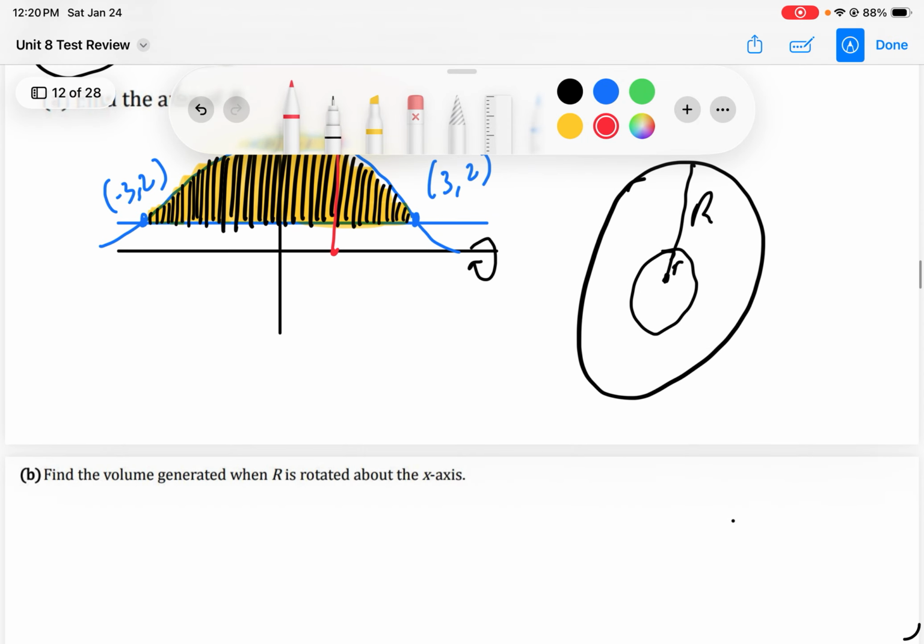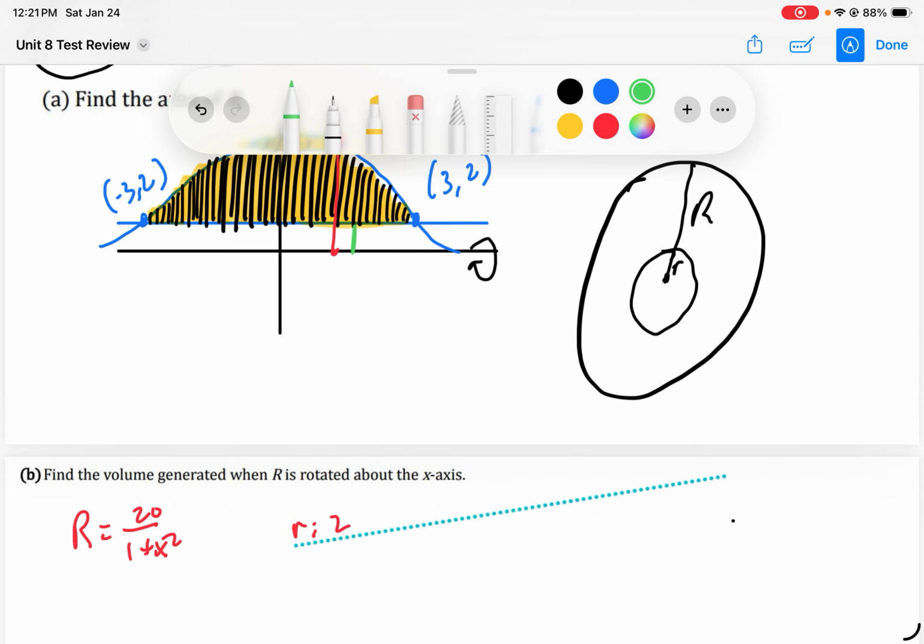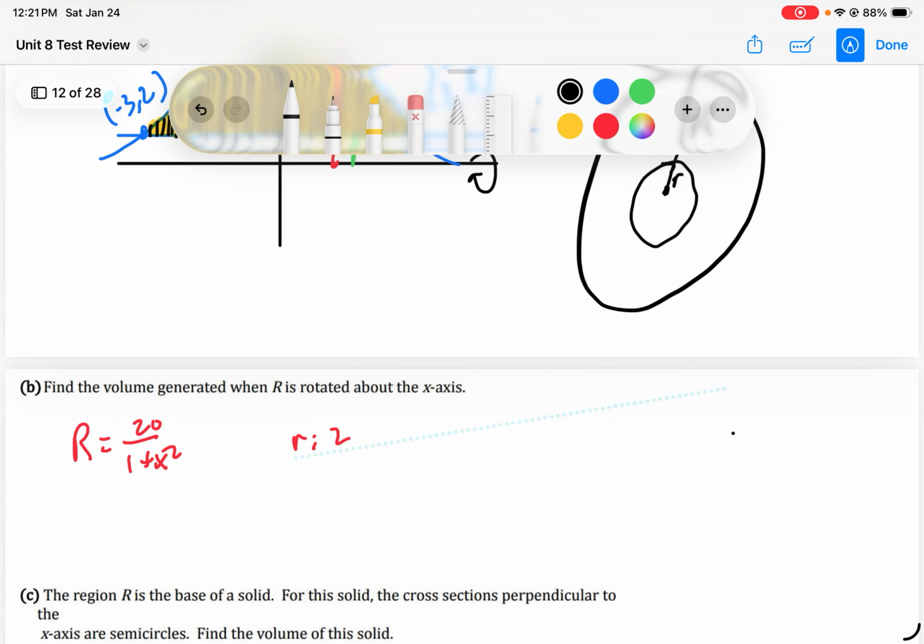So just the function value. So I could write big R is equal to 20 over 1 plus x squared. Little r is always going to be 2. It's the distance from the axis of revolution to that first part where your shaded region starts. Okay, so if I'm setting up to find the volume, I need the area of the big circle, which is pi times big R squared, and the area of the little one is pi times little r squared.